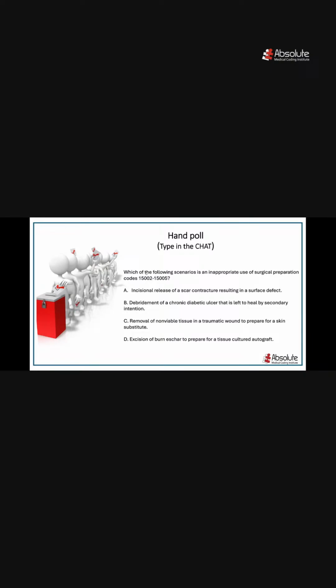Which of the following scenarios is an inappropriate use of surgical preparation codes 15002 to 15005? Option A, incisional release of scar contracture resulting in surface defect. Option B, debridement of chronic diabetic ulcer that is left to heal by secondary intention. Option C, removal of non-viable tissue in a traumatic wound to prepare a skin substitute. Option D, excision of burn scar to prepare a tissue culture autograft.